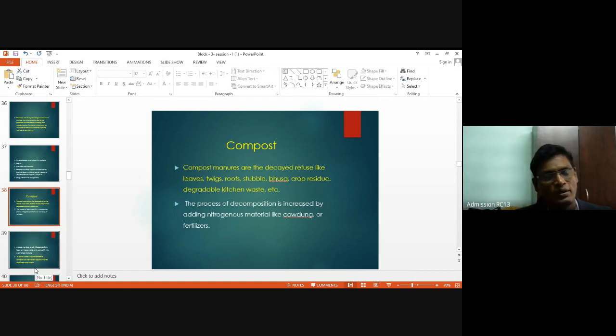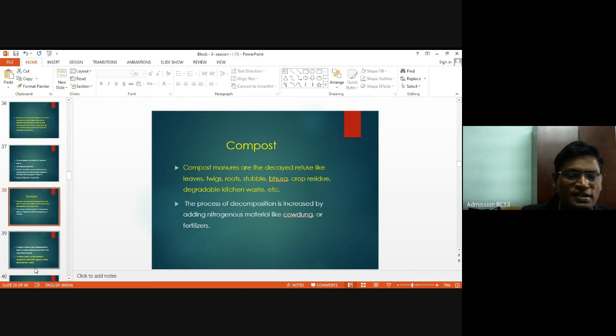Then compost. Compost manures are the decayed refuse like leaves, twigs, roots, stubbles, bushes, crop residues, and degradable kitchen waste, etc. This kind of waste can be collected, because of the leaves fallen from trees, twigs or roots, and the crop residue in the crop field. All this can be used for composting, and later processed for use as a manure.